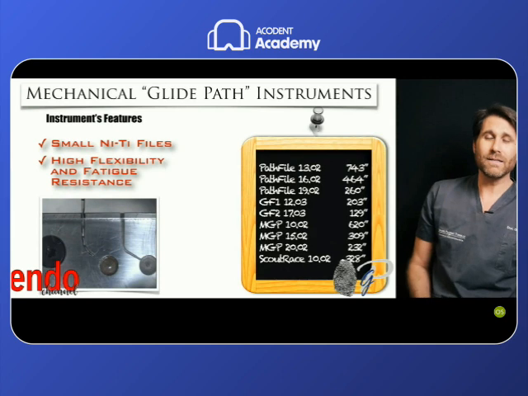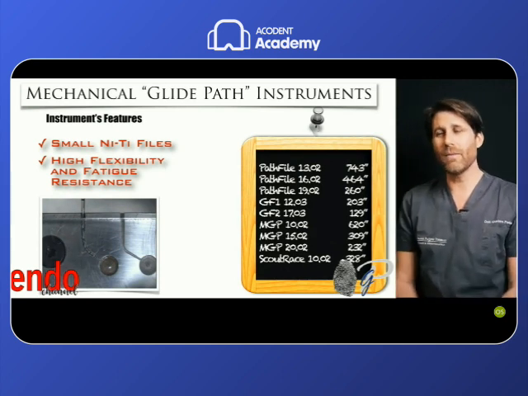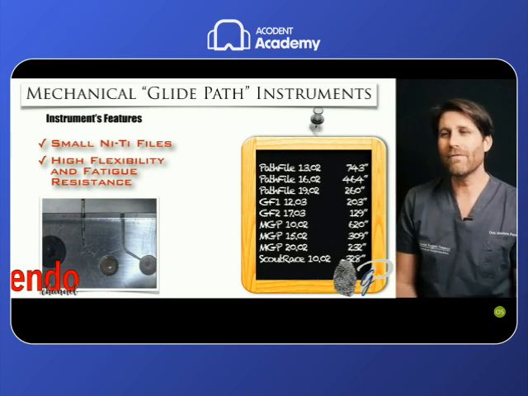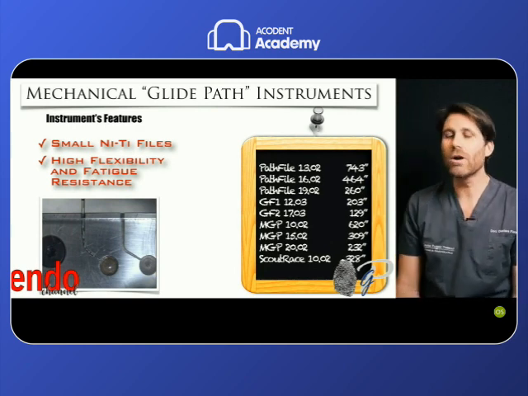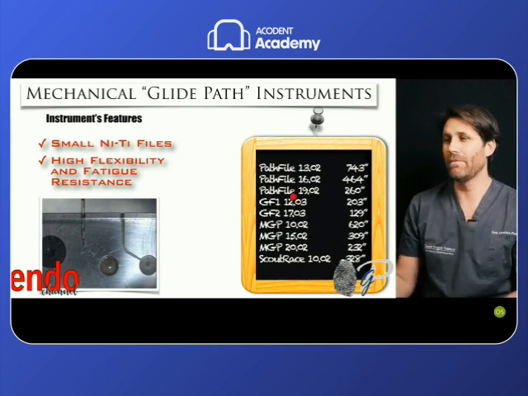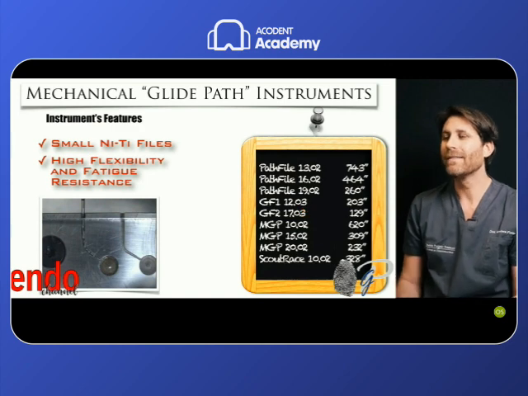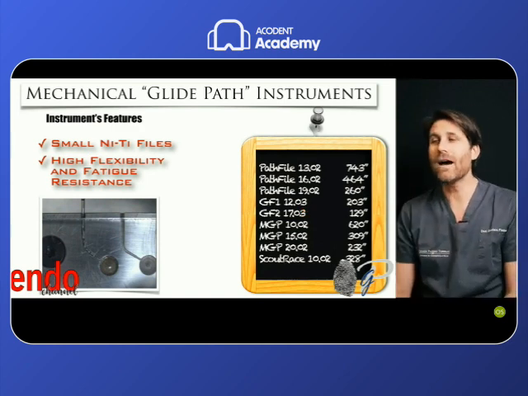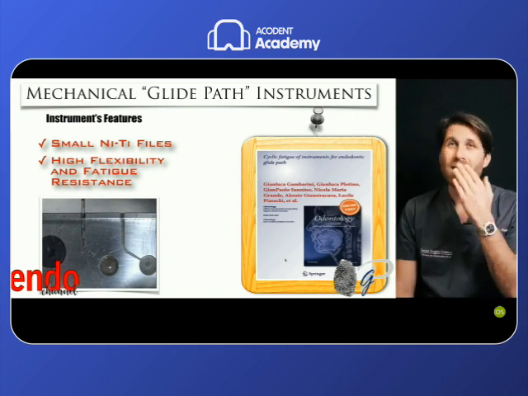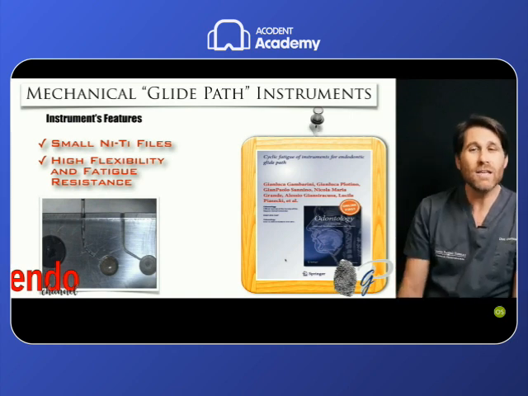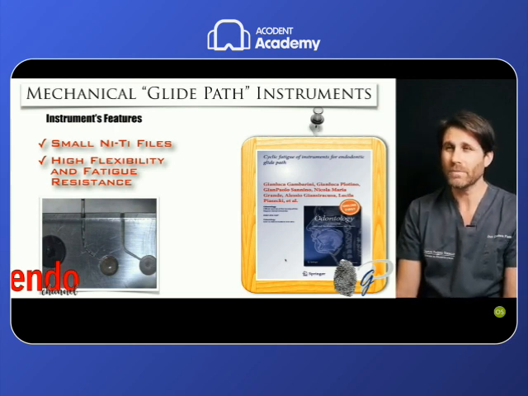Mechanical glide path instruments, or in general mechanical files with small dimension, tip size and taper, are small nickel titanium files, and they have high flexibility and fatigue resistance. All these small files for the glide path, with tip size 10 to 15 and low taper, are very flexible and resist curvature very well. So these files, even in traditional nickel titanium, are already very flexible.